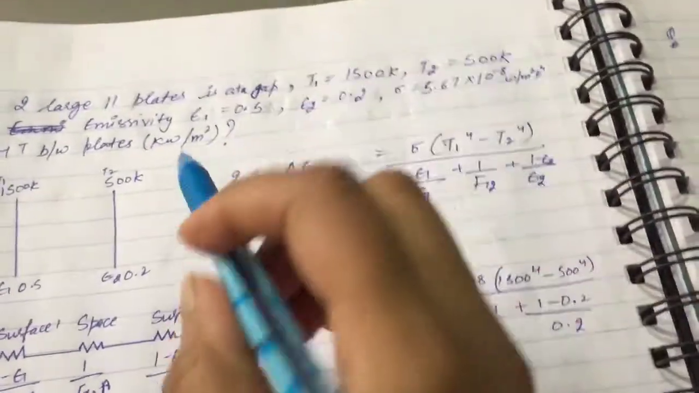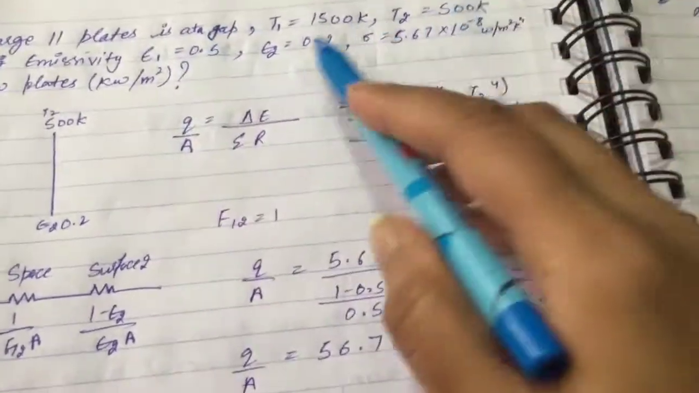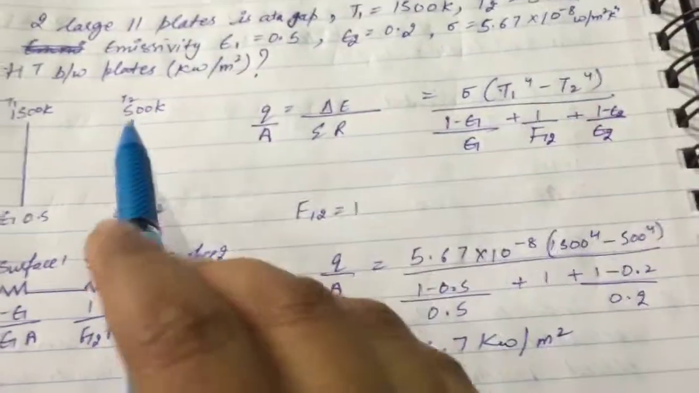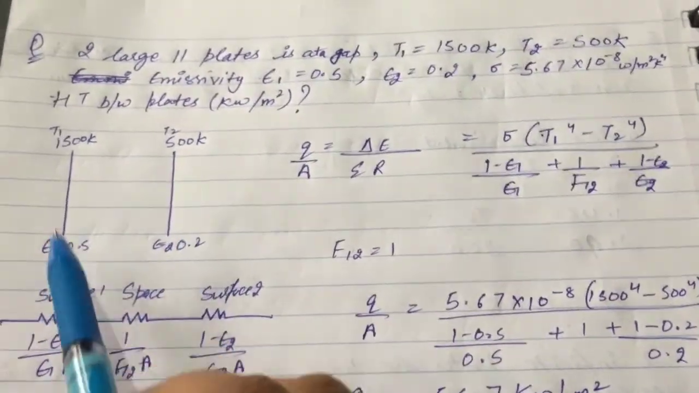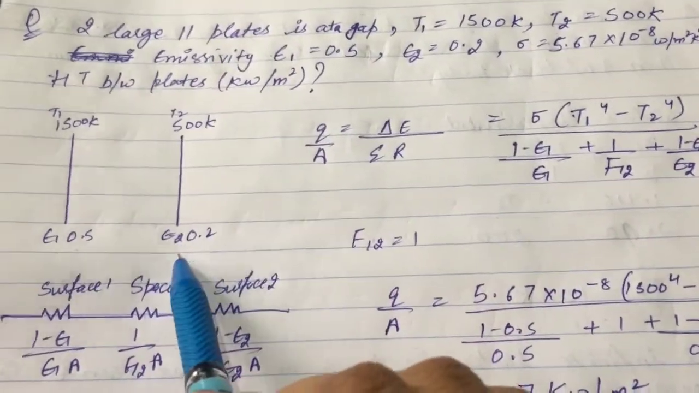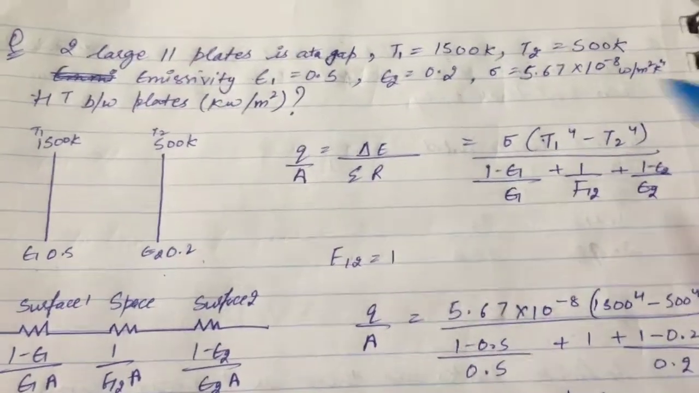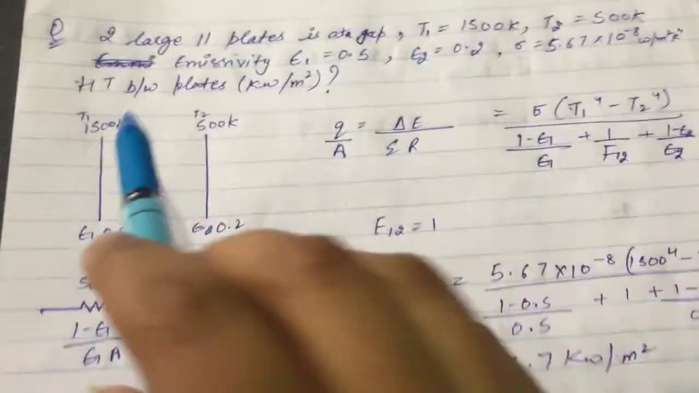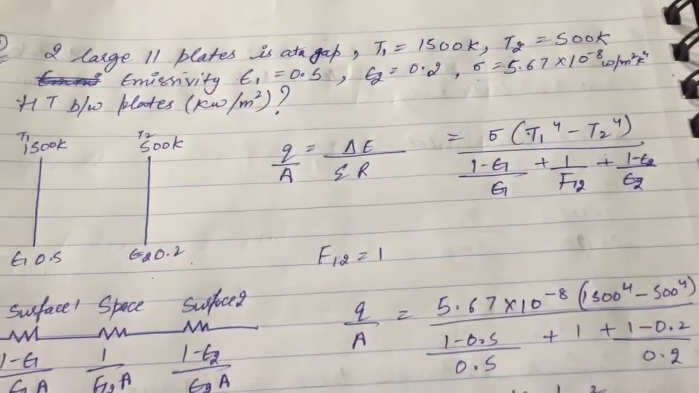Next question is, two large parallel plates at a gap, T1 is 1500 Kelvin and T2 is given as 500 Kelvin, and these are two large parallel plates. Epsilon 1 is given as 0.5, epsilon 2 is given as 0.2. The emissivities of the plates are given, and the Stefan Boltzmann constant is also mentioned in the question. So we have to find the heat transfer between the plates in kilowatt per meter square.